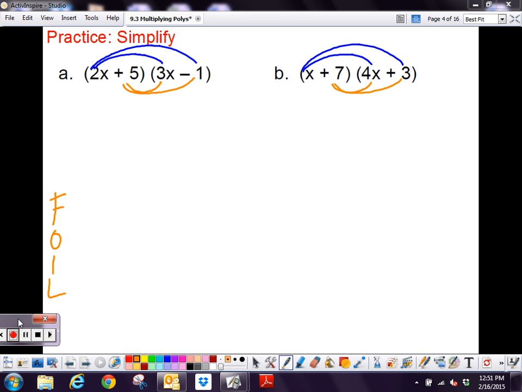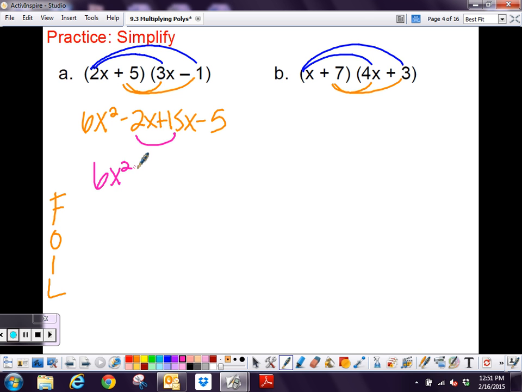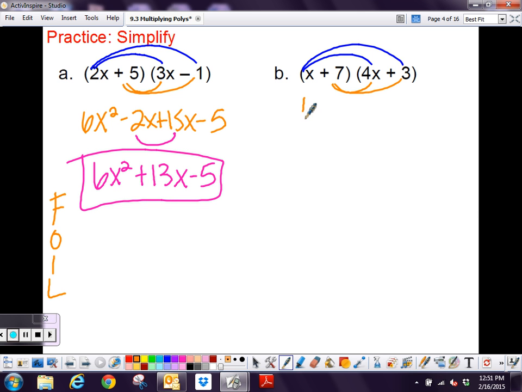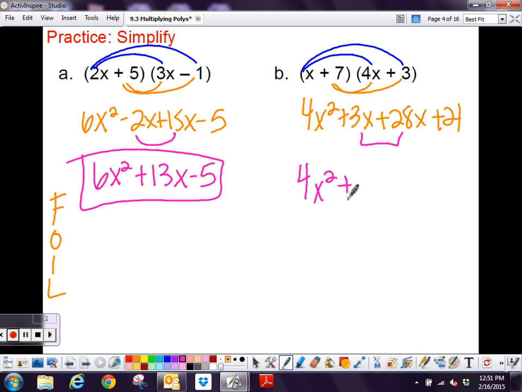Okay, here we go. On this first one, when you distribute, you should get 6x squared minus 2x plus 15x minus 5. So when you combine those two middle terms, you get 6x squared plus 13x minus 5. Okay, so there's the first one. The second one, you get 4x squared plus 3x plus 28x plus 21. Okay, when you combine these two terms in the middle, you get 4x squared plus 31x plus 21. There we go.